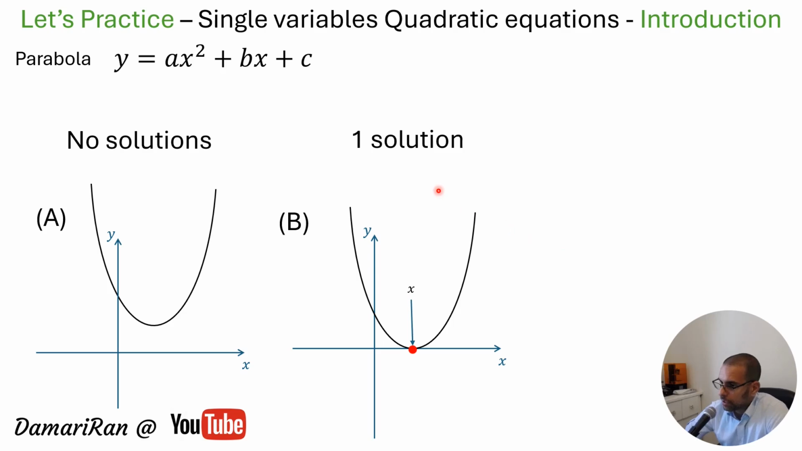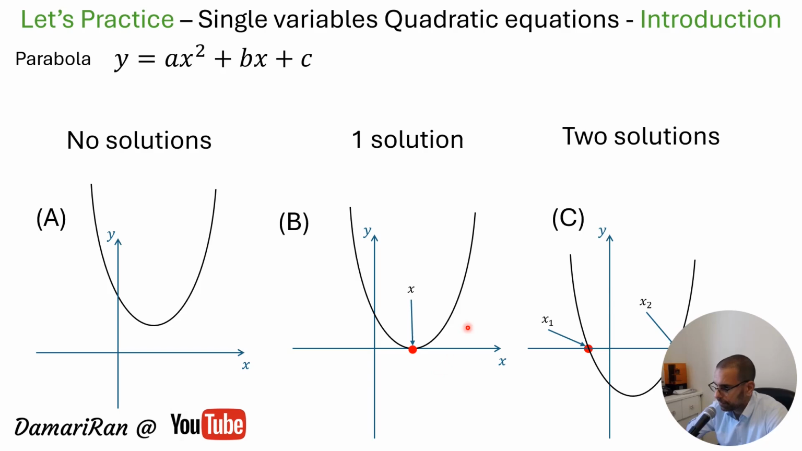The second option is that we have one solution, meaning that the parabola is hovering above the x-axis, but is intersecting only in one point, just barely touching. The third option is that we have two solutions: the parabola is intersecting the x-axis at 2 points. And those are all the options we have. Most of what we're going to meet is option C and B, but we're going to demonstrate option A at least one time.